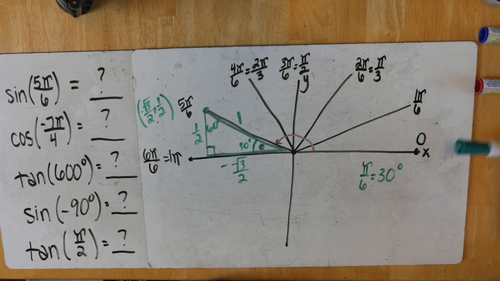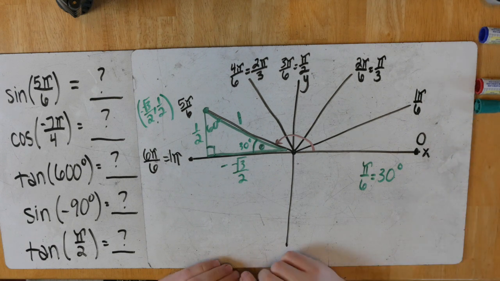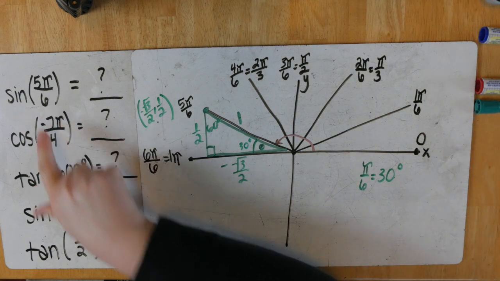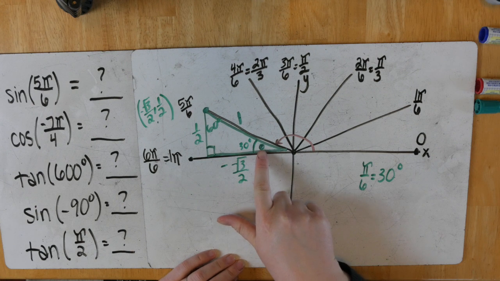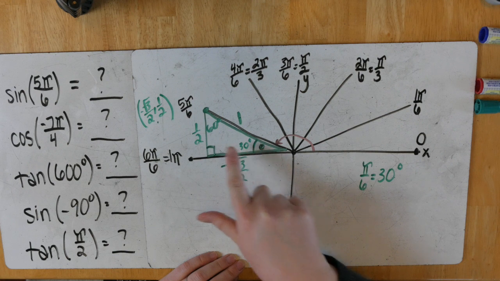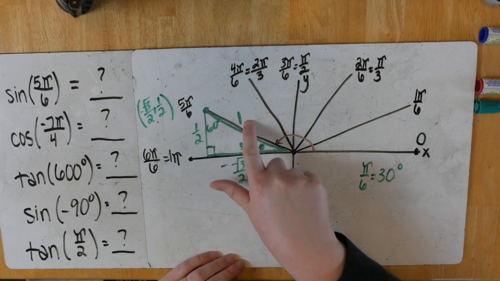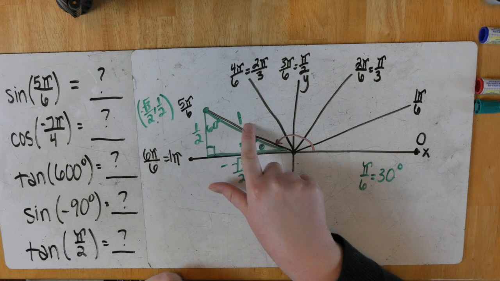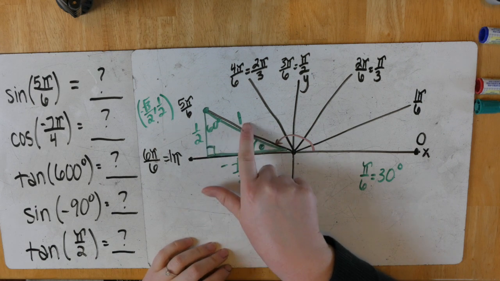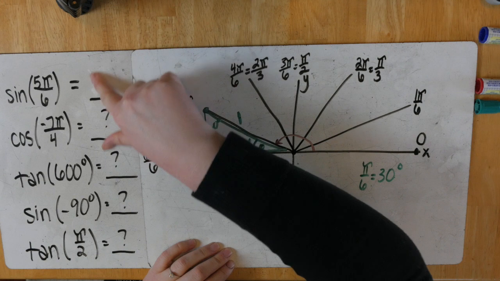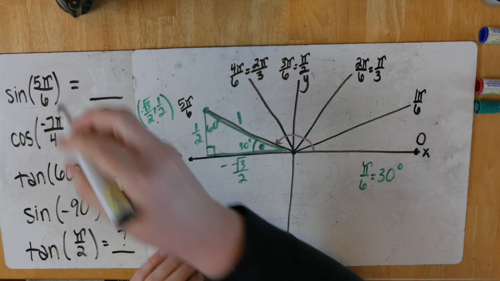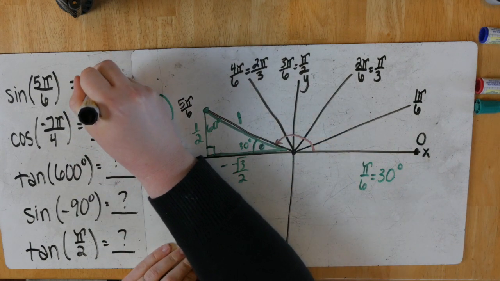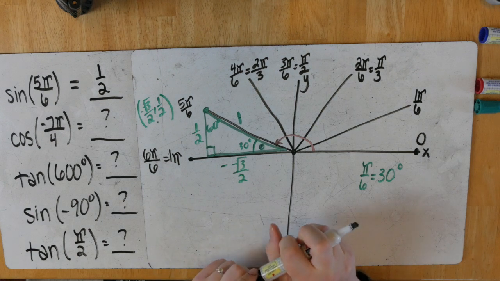So if we want to evaluate the sine of 5 pi over 6, we're going to look from angle theta, which should always be at the origin, and we know that sine is the opposite side divided by the hypotenuse side. So we can do 1/2 divided by 1, which is just 1/2. So we have the sine of 5 pi over 6 is 1/2.